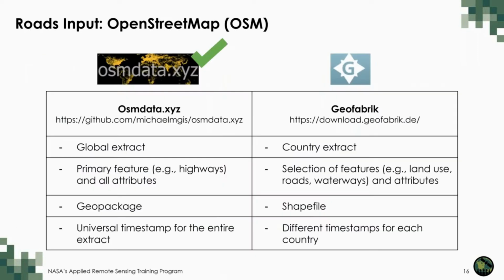We opted for the osmdata.xyz product for several reasons. To run the analysis globally, and with the hope to complete a time series, the global geopackage extract made the most sense, because we didn't have to download data individually for every country. It also includes all of the geometry and attributes for the primary OSM feature, in our case highways, whereas GeoFabric provides a selection of features and their attributes. The geopackage also has a universal timestamp for the entire global extract, rather than a different timestamp for each country-level GeoFabric download.